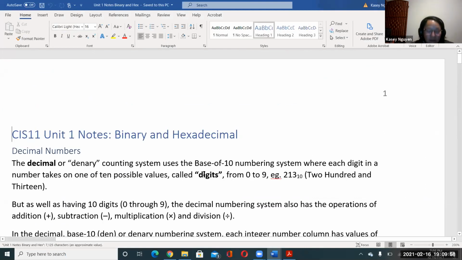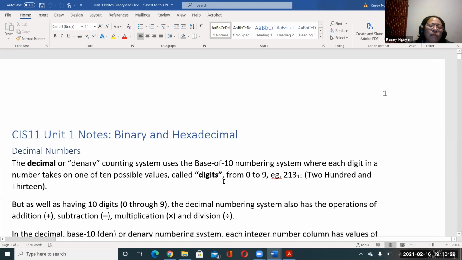So the numbers that you've learned since you were a toddler are decimal, base 10 numbers, okay? That's what we use for our math. That's what we use to count. That's what we use to be able to determine, analyze, and function in this world, okay? And so here it talks about the base 10 numbers.